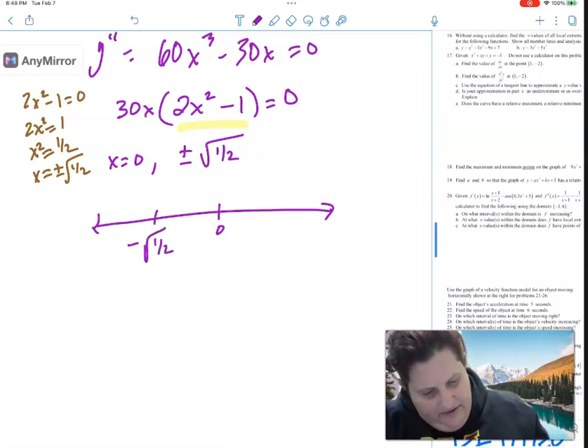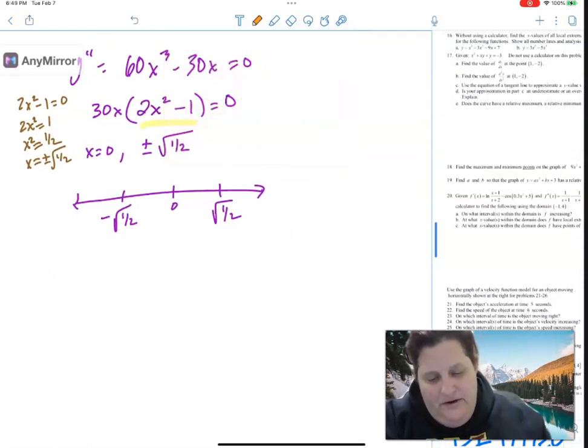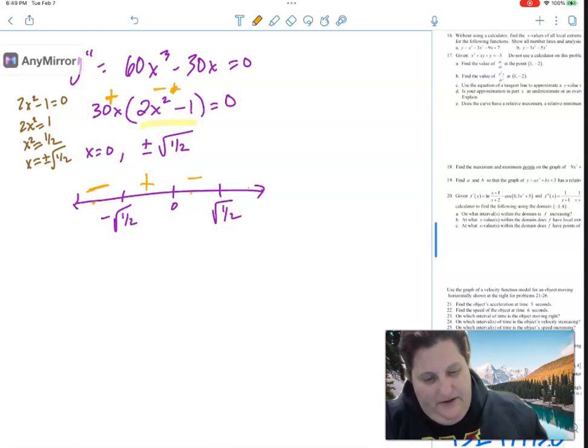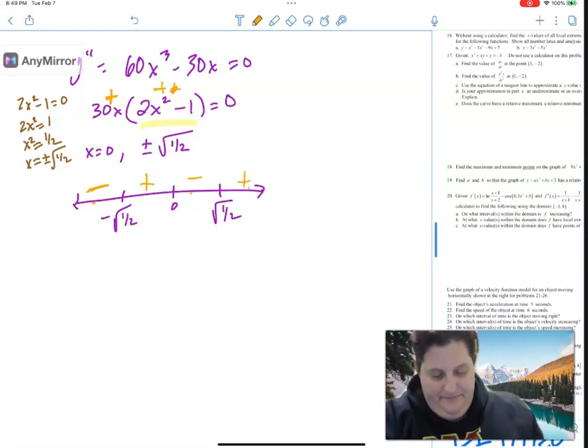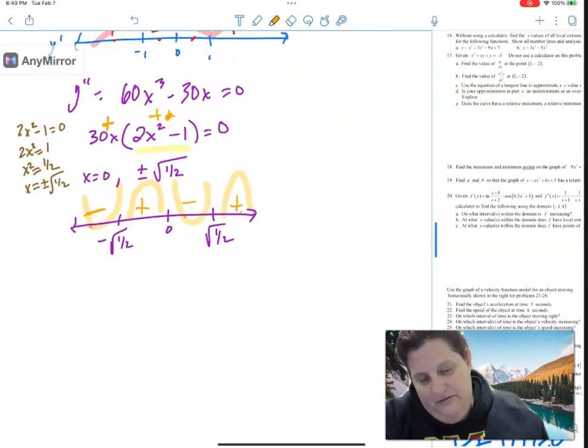Negative square root 1/2, positive square root 1/2. I mean, I would want to have a calculator on this or something. When I go to plug these in, let's say I plug in a very huge negative number, like negative 100. That's going to be negative. That's going to be positive. So I plug in a very tiny negative number, like negative 1 over 100. That's going to be negative, and that's going to be negative. So I plug in a very tiny number there, like 1 over 100. That's going to be positive, negative. If I plug in a number like 100, that's going to be positive, positive. Okay? So my concavity goes like this. Up, down, up, down. All right?